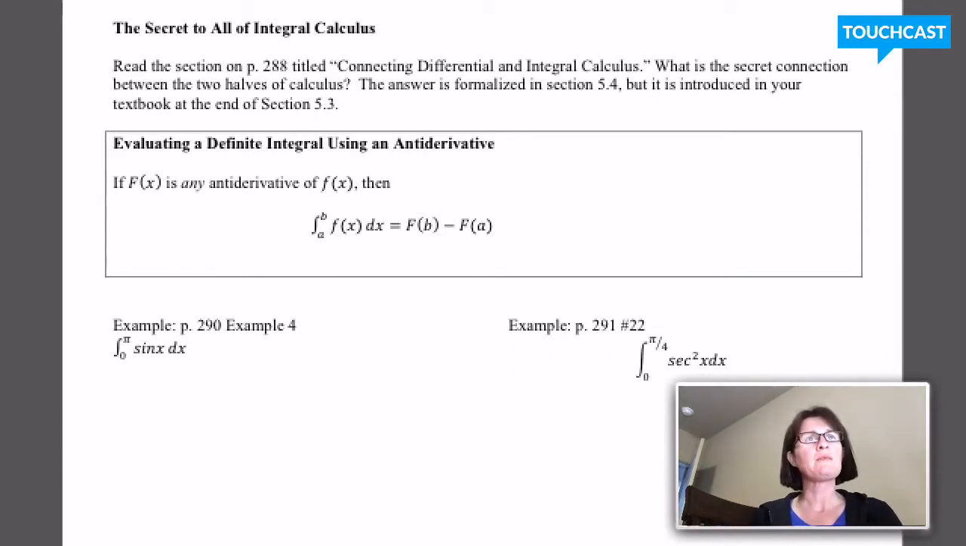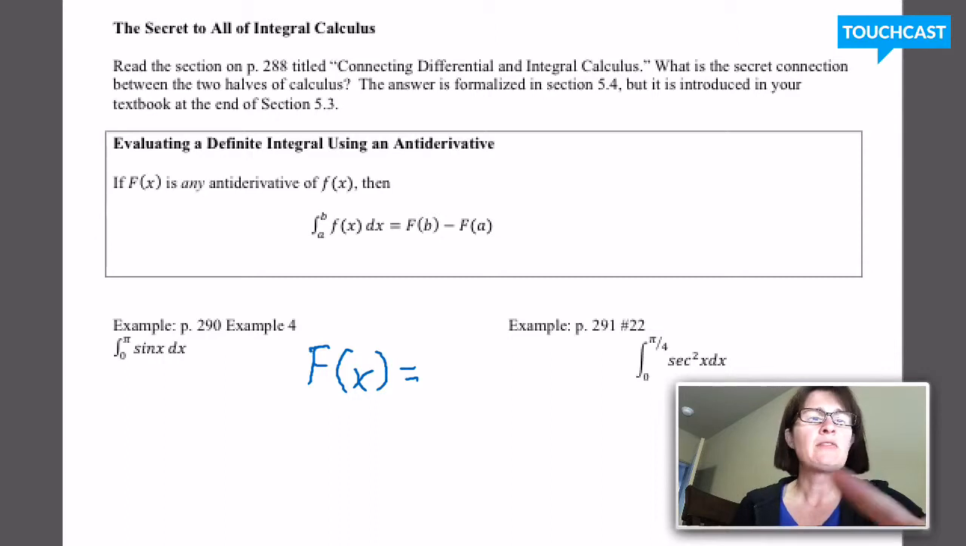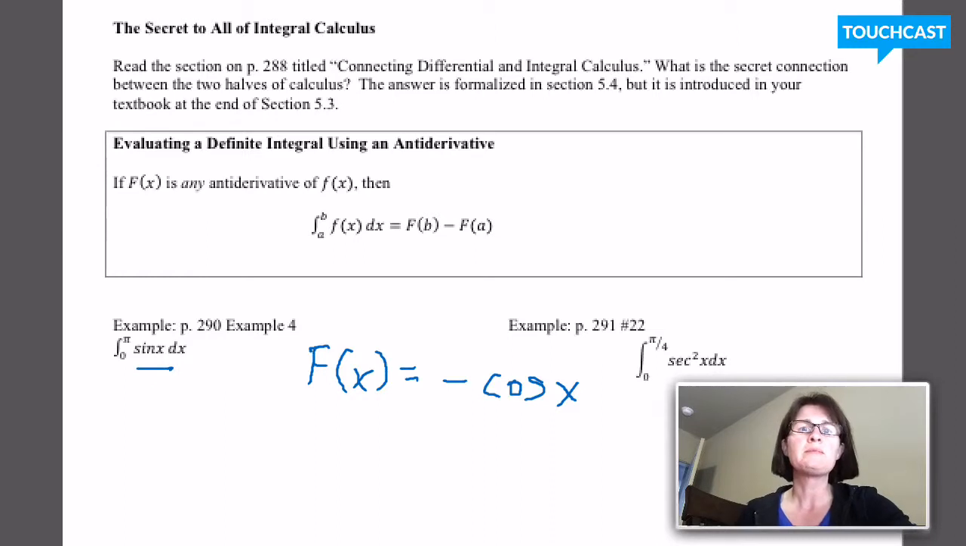So we might think, we know sine and cosine are related when we take their derivatives. The derivative of cosine is negative sine. So here, if I'm looking for an antiderivative for sine, I'm going to call my antiderivative capital F of x. Capital F can't be cosine, because the derivative of cosine is negative sine. Capital F is negative cosine of x. And that's just me in my head taking the derivative of a bunch of functions until I find one whose derivative is sine.